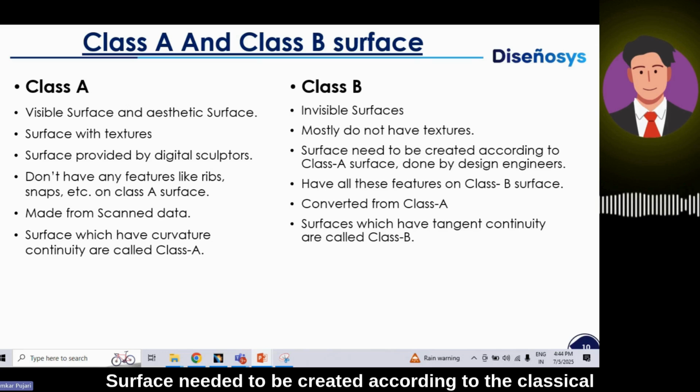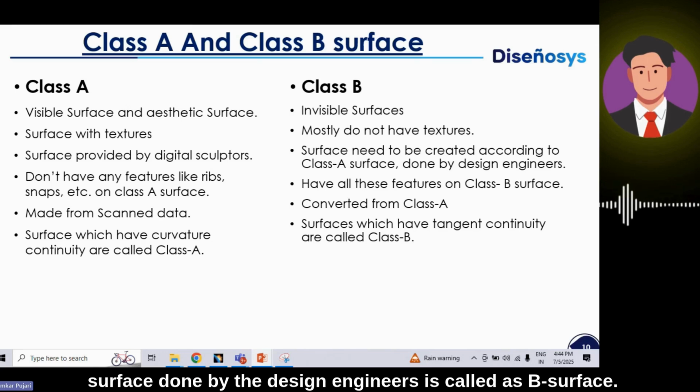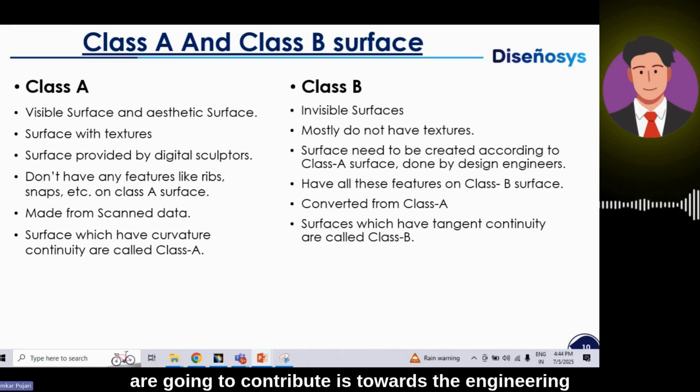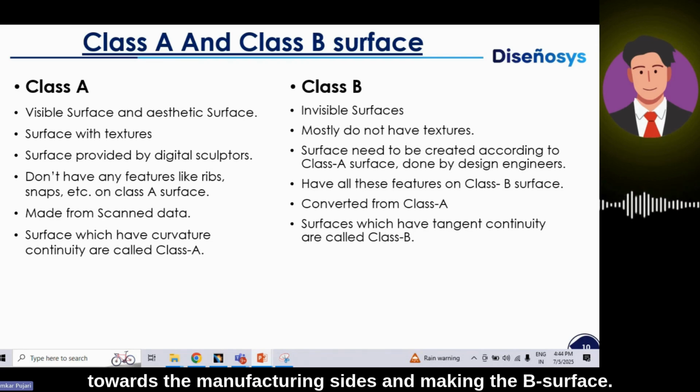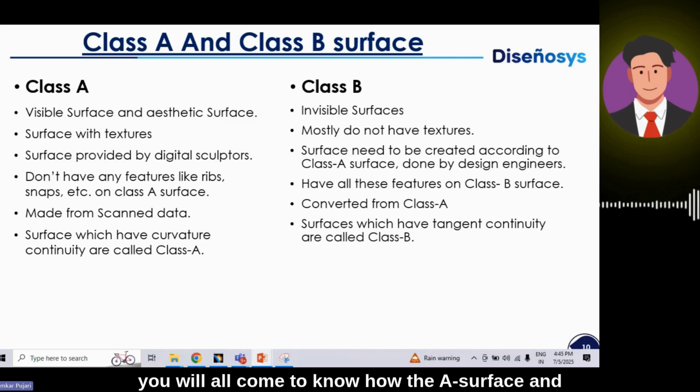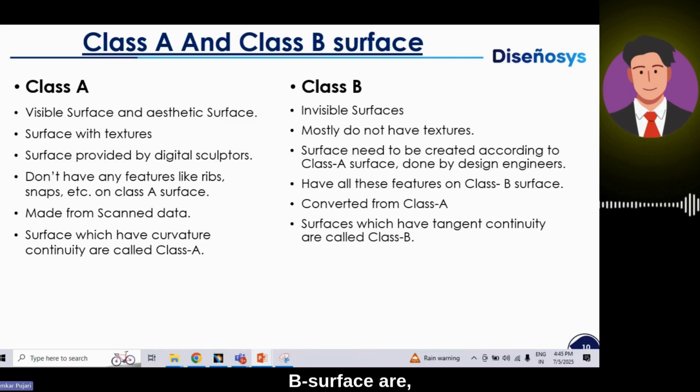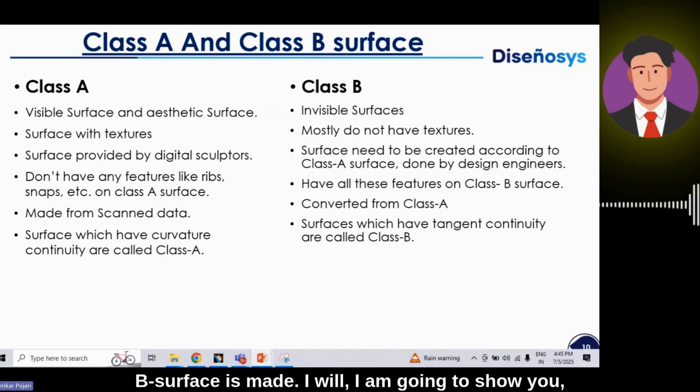Surface needed to be created according to the class of surface done by the design engineers is called B surface. So what we are going to contribute is towards the engineering side, towards the manufacturing side, and making the B surface. You will all come to know how the A surface is received and B surface is made. I am going to show it to you after some time.